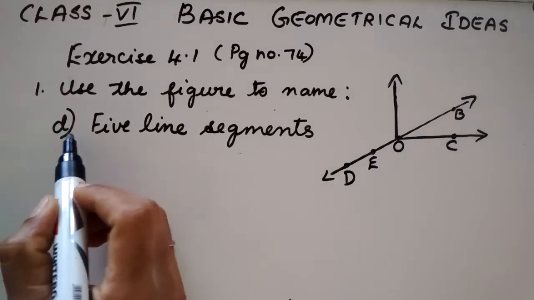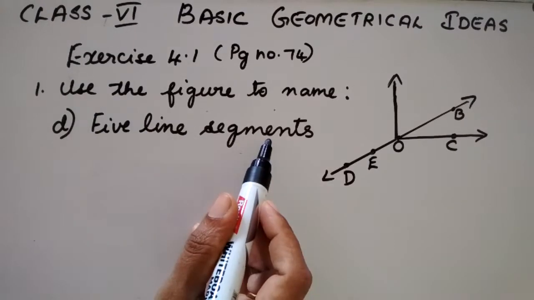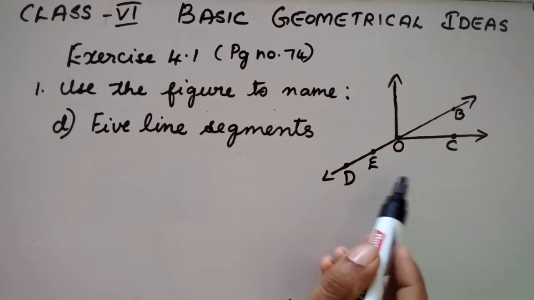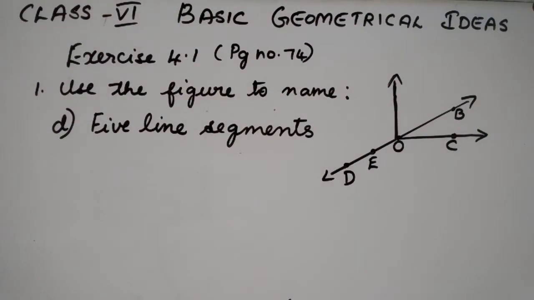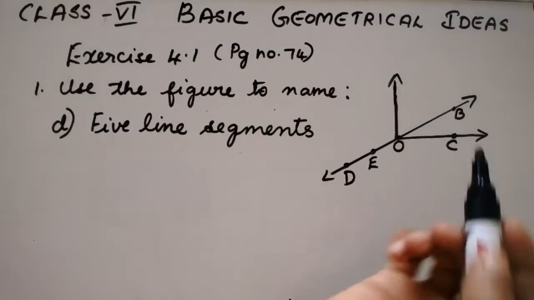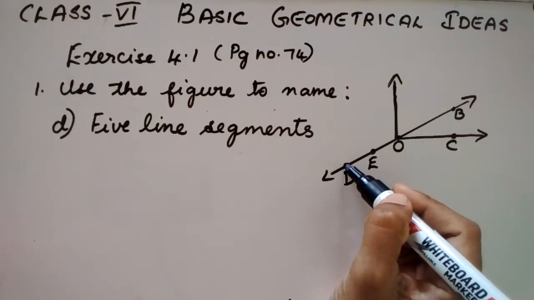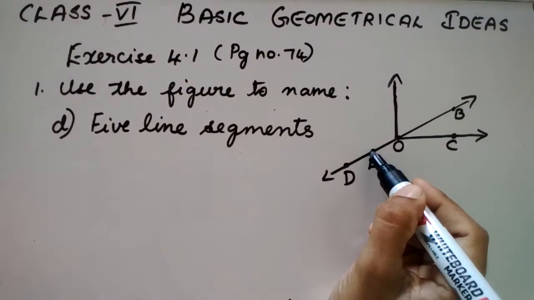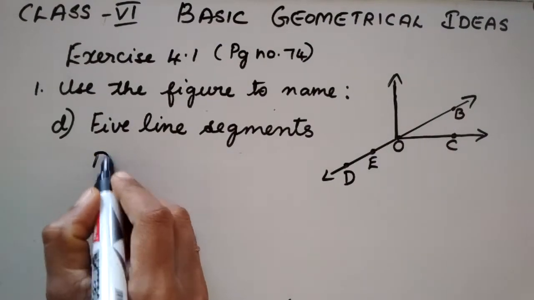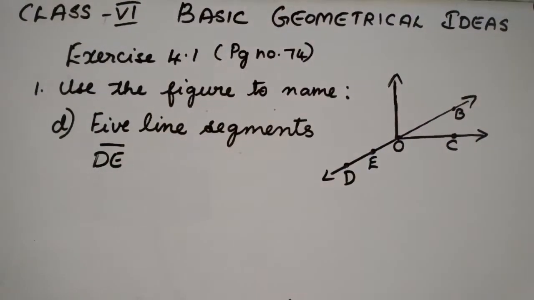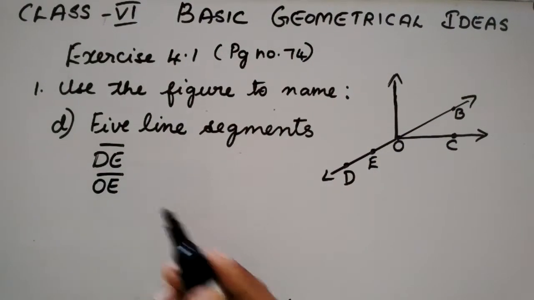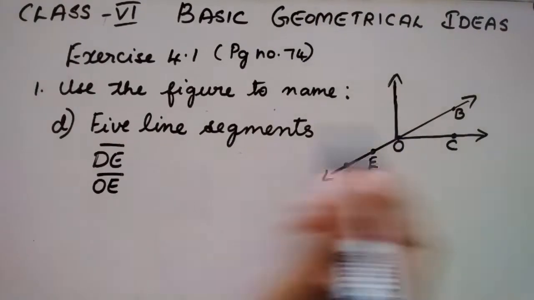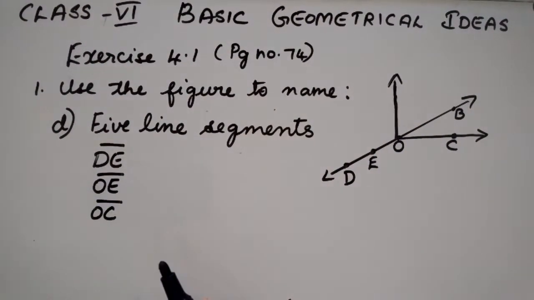Okay, next we have D, 5 line segments. We need to find 5 line segments in this figure. So what is a line segment? Line segment has 2 fixed points, isn't it? So here I can take DE as a line segment. Next we can consider OE as a line segment. Next we have 2 fixed points O and C, OC as a line segment.